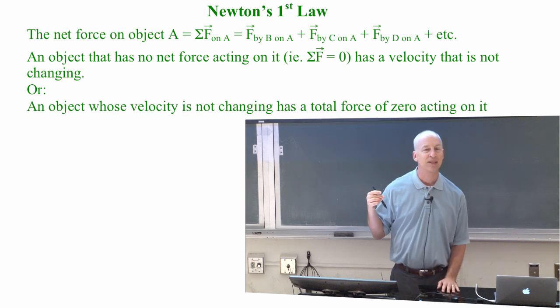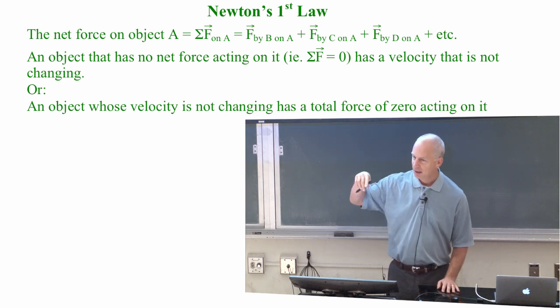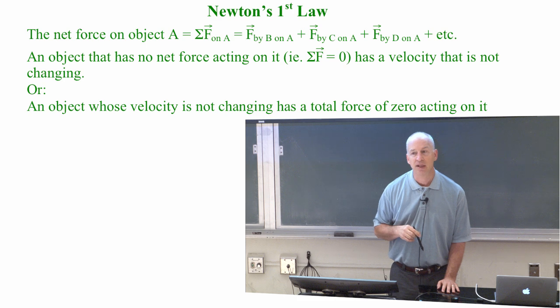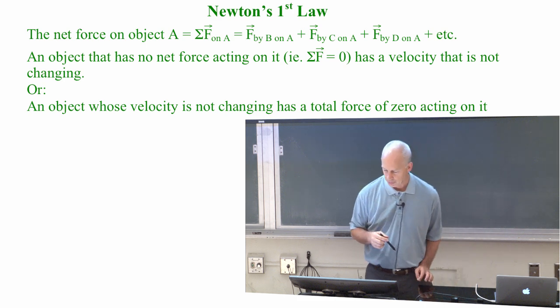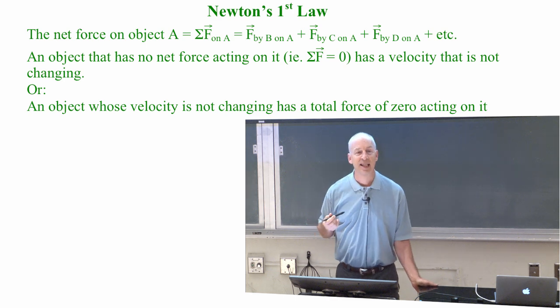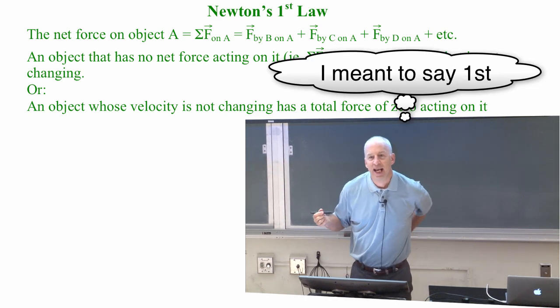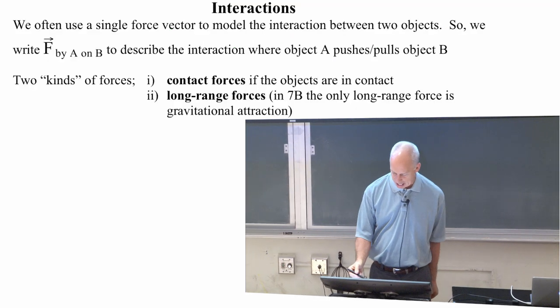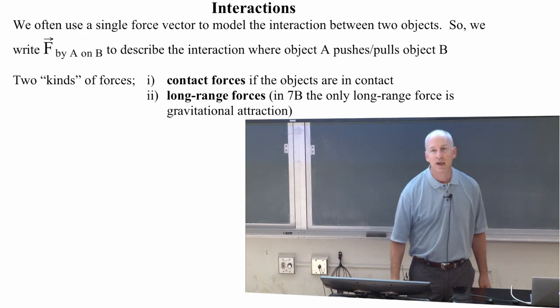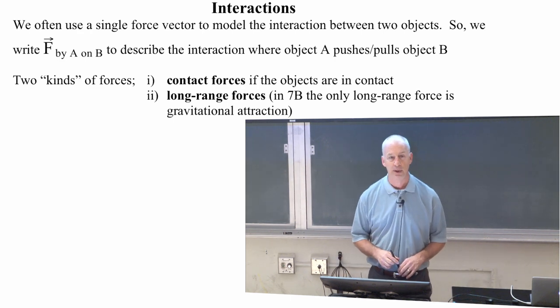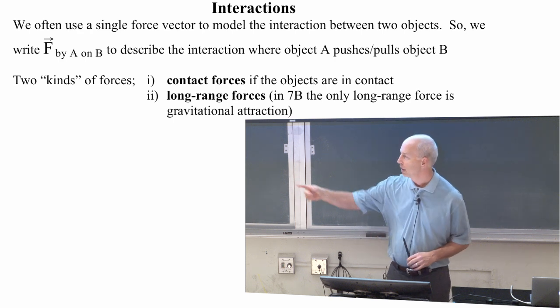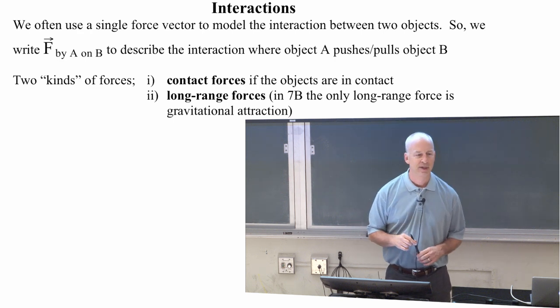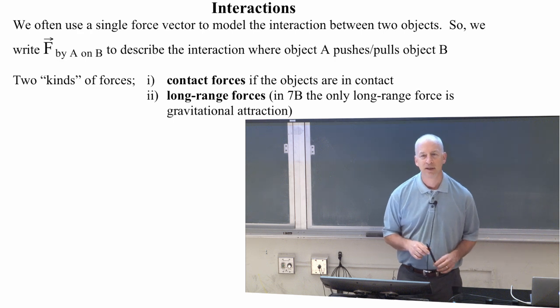That might be moving at a constant speed. Right now, the magnitude of the velocity is constant, but the direction is changing all the time. So that's not an example of Newton's first law. Nevertheless, it is an example of something that interacts. So there's a contact force and a long-range force both in that problem. The Earth pulls straight down. The contact force, well, we'll talk about that in a second.